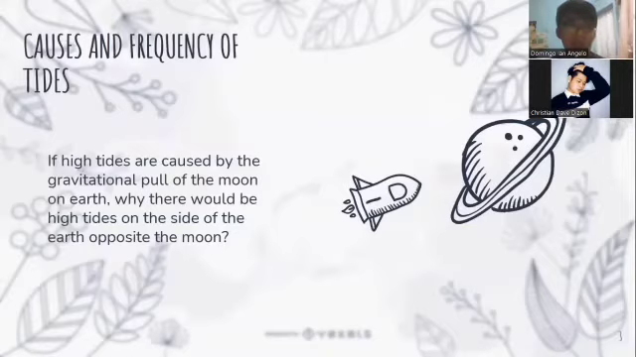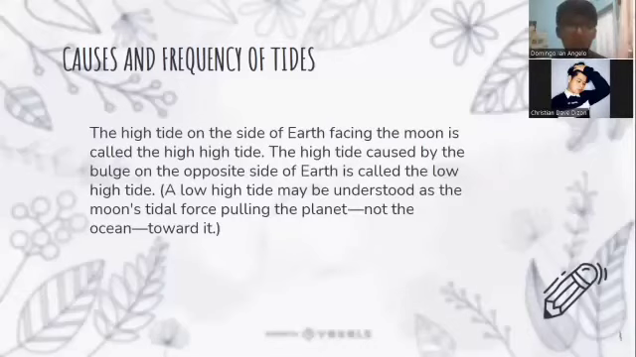So next, causes and frequency of tides pa rin tayo. Ito may tanong dito, if high tides are caused by the gravitational pull of the moon on Earth, why would there be a high tide on the side of the Earth opposite to the moon? So ito yung sagot dyan. The high tide on the side of Earth facing the moon is called the direct high tide. The high tide caused by the bulge on the opposite side of Earth is called the opposite high tide. The opposite high tide may be understood as the moon's tidal force pulling the planet, not the ocean, toward it.